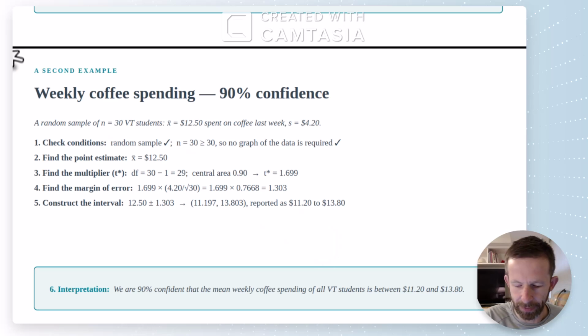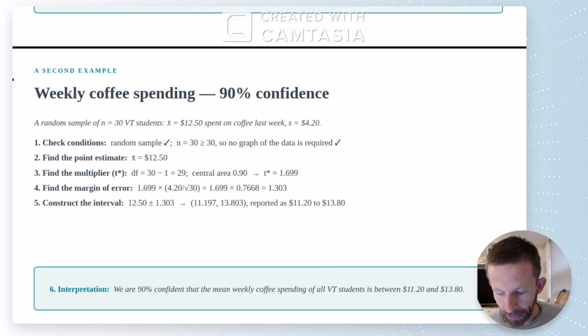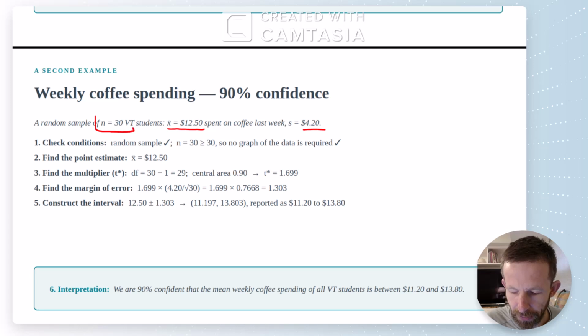So weekly coffee spending, 90% confidence. A random sample of 30 Virginia Tech students spends an average of $12.50 on coffee with a sample standard deviation of $4.20. So check the conditions. We have 30 Virginia Tech students, so that's greater than or equal to 30. So we don't have to check the data for any sort of spread or outliers. And we want 90% confidence.